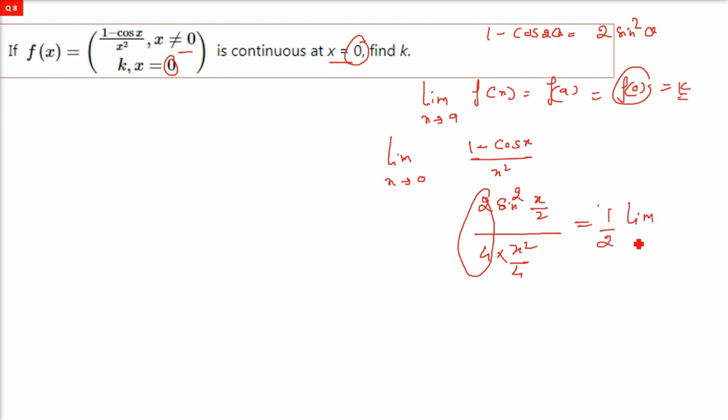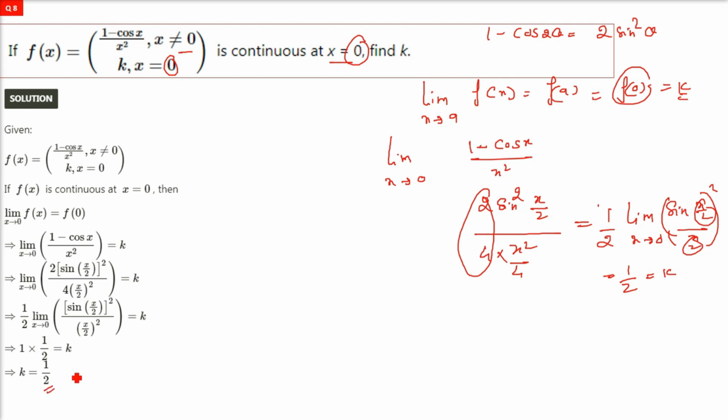Now limit, what do we have? This is sine x by 2 divided by x by 2, and this whole square. Sine theta by theta, whole square. So sine theta by theta we already told you just now: limit theta tends to 0, sine theta by theta is 1. So you have half, and this is equal to k. So this is on the left hand side. I showed you actually how you have to write everything.